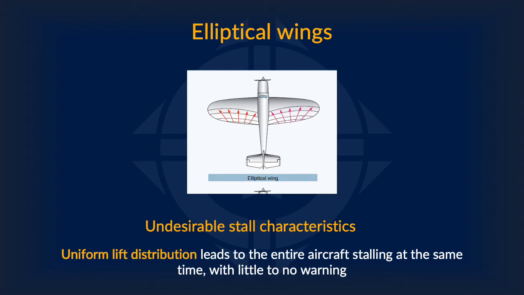As a result, unlike rectangular wings, elliptical wings stall at the same time, with little to no warning. This is due to the fact that the uniform lift distribution just now means lift is produced pretty uniformly across the wing. If stalling occurs, the entire wing stalls at once since the entire wing is generating lift, and this can quickly lead to a crash.